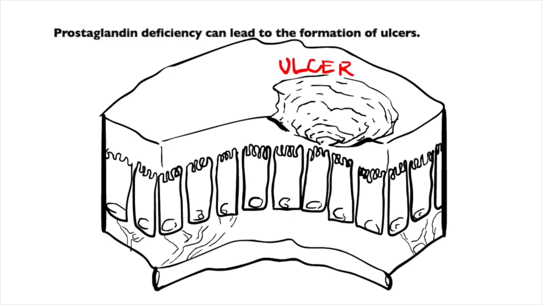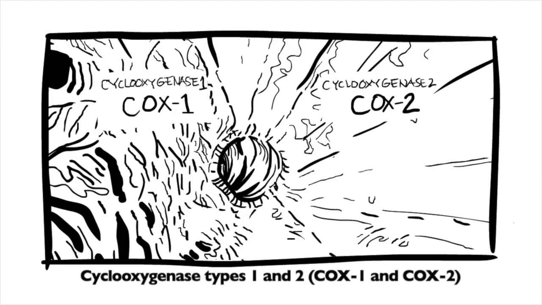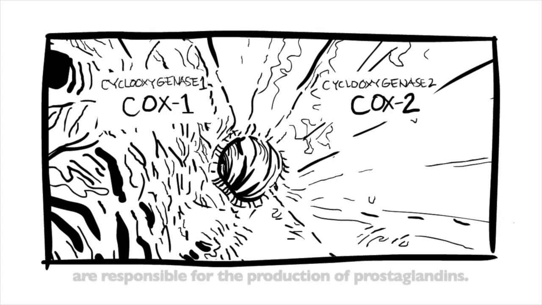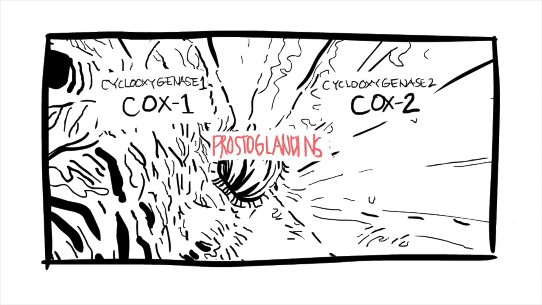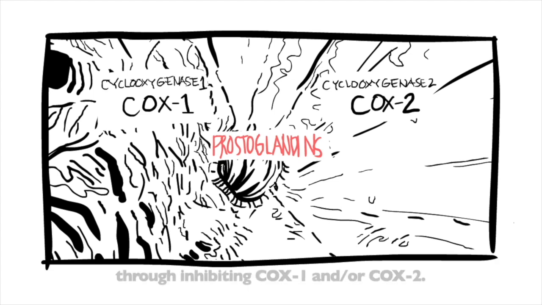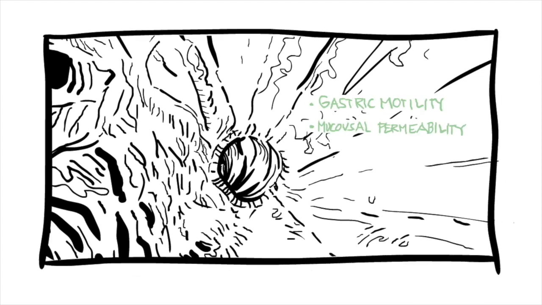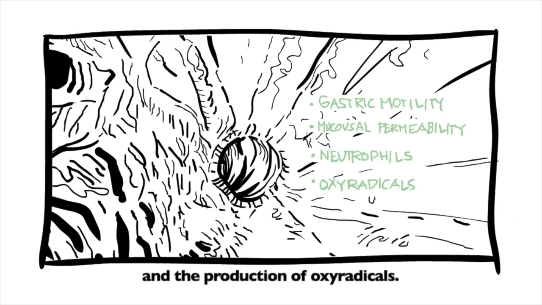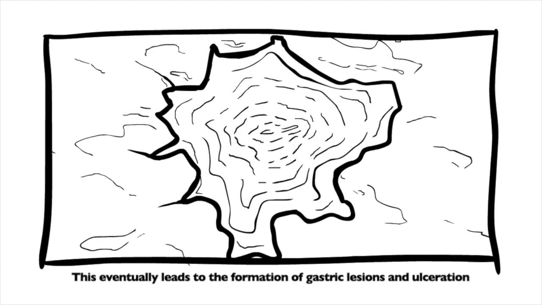Prostaglandin deficiency can lead to the formation of ulcers. Cyclooxygenase types 1 and 2, or COX-1 and COX-2, are responsible for the production of prostaglandins. NSAIDs are known to lead to a deficiency of prostaglandin production through inhibiting COX-1 and/or COX-2. This then allows for enhanced gastric motility, increased mucosal permeability, infiltration of neutrophils, and the production of oxyradicals. This eventually leads to the formation of gastric lesions and ulceration.